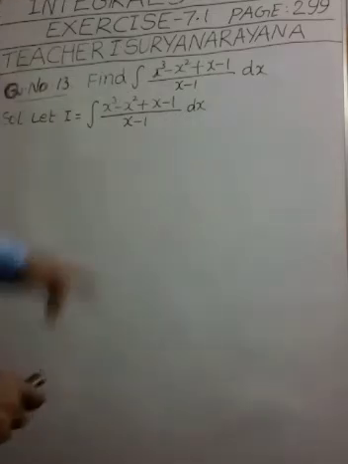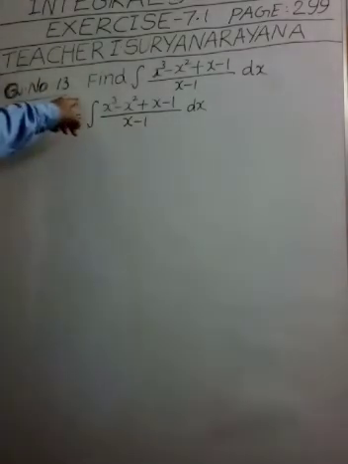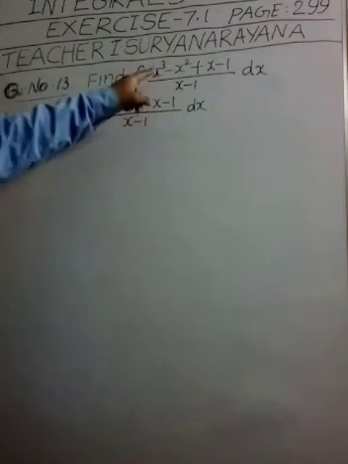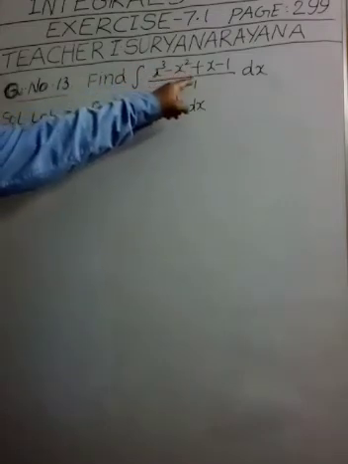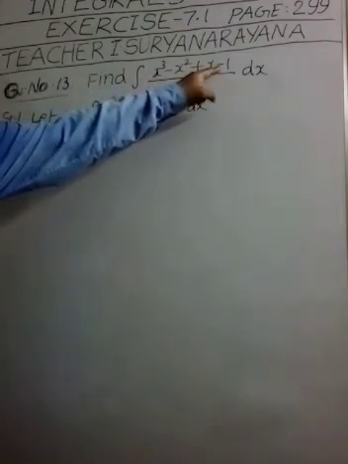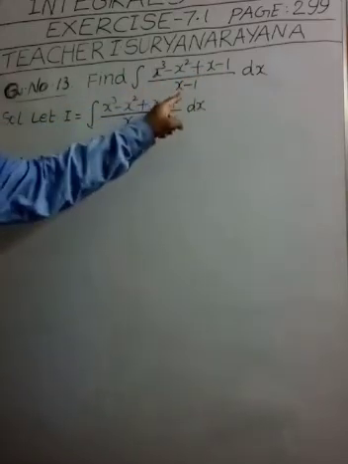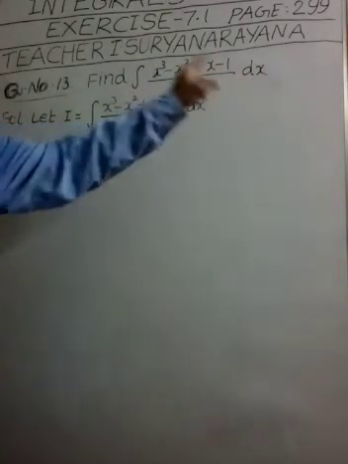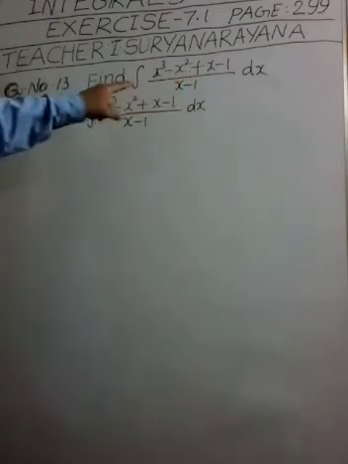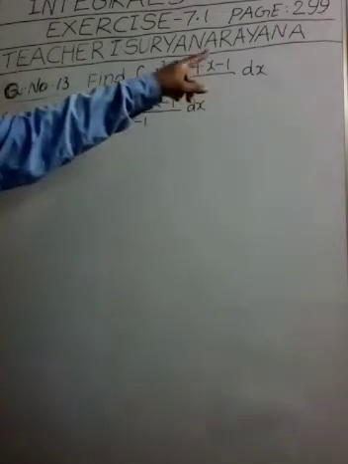Now come to the question number 13. Next question. Question number 13. Find integral of (x cube minus x square plus x minus 1) whole divided by (x minus 1) dx. Understood this question, my children? We have to find integral of this function.